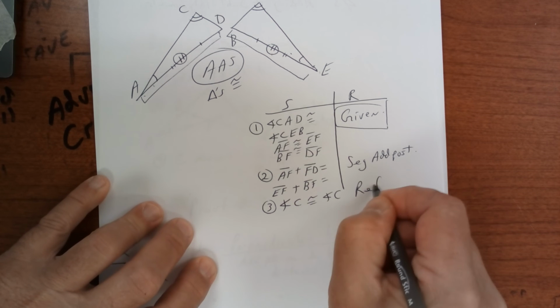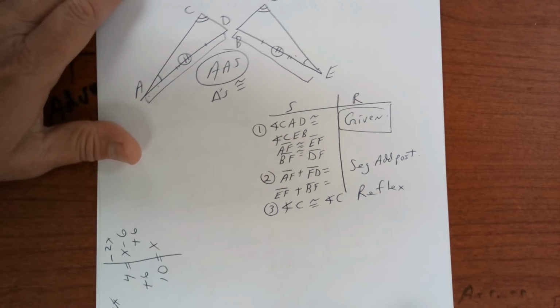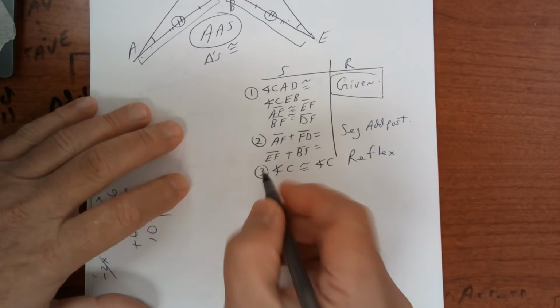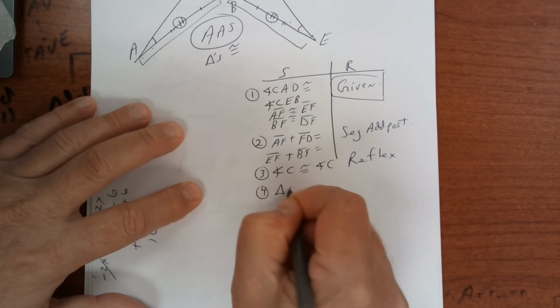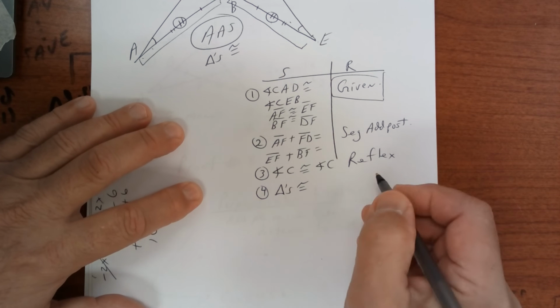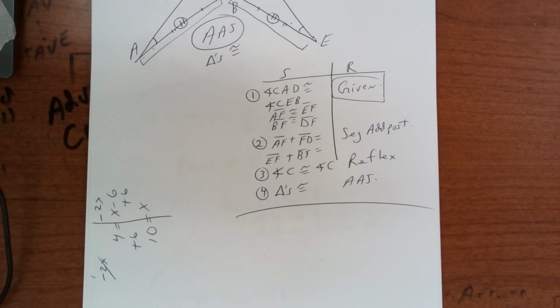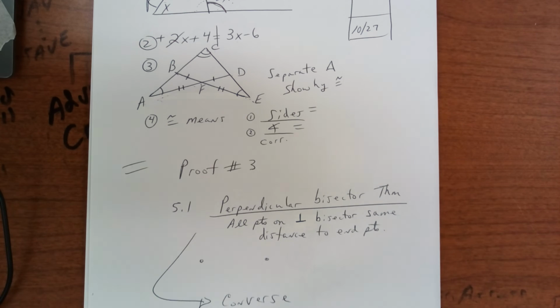All right, I'm almost done. So now I have the sides equal. They gave us an angle. So step 4 is just going to be the triangles are congruent. And that's going to be angle, angle, side. And that's a quick proof of what we did there. Okay? All right, let's keep moving here.